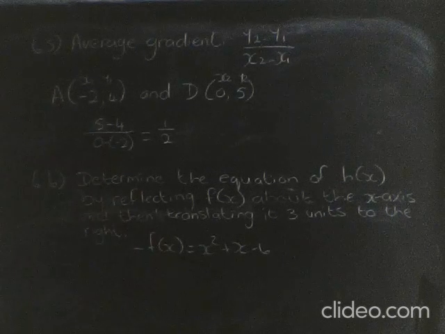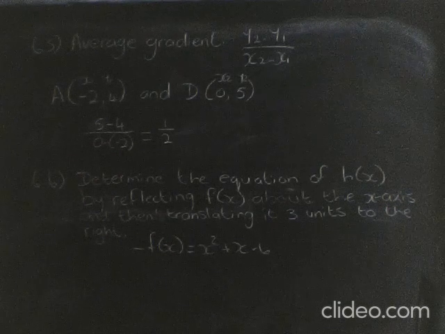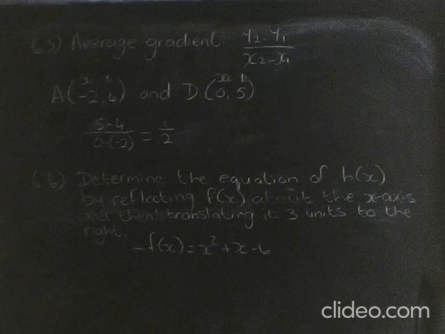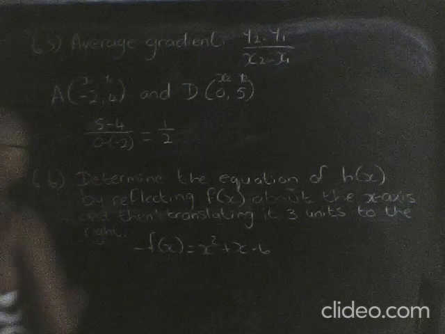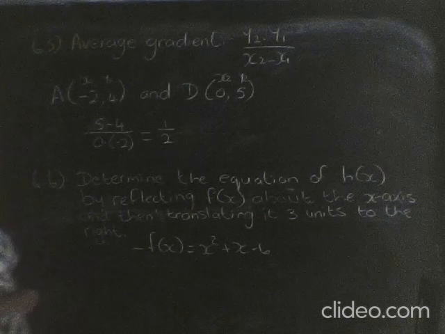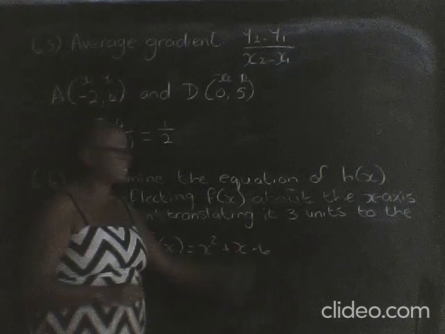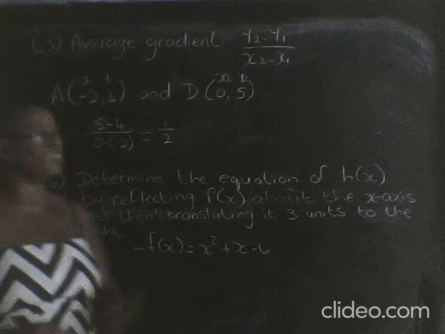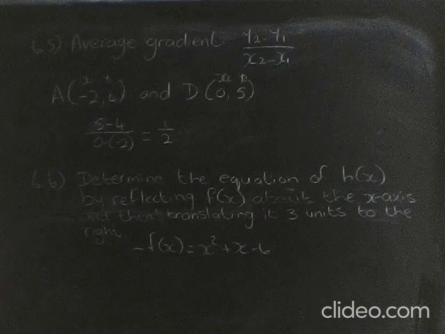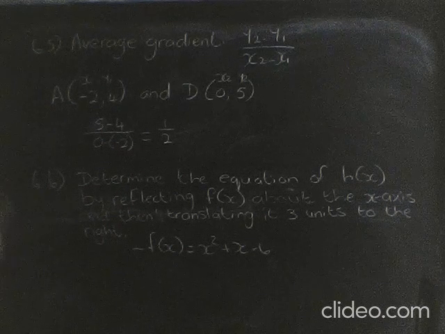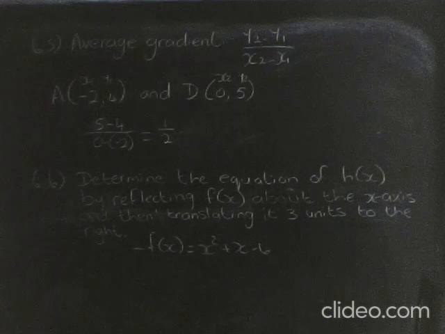Then we needed to determine the equation of h(x) by reflecting f(x) about the x-axis and then translating it 3 units to the right. So when we are translating it 3 units to the right, this is now what we have. Negative f(x) is equal to x² + x - 6. From the original equation, which was f(x) = -x² - x + 6, because we are translating it 3 units to the right, the signs have changed.